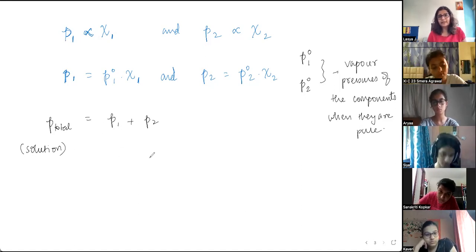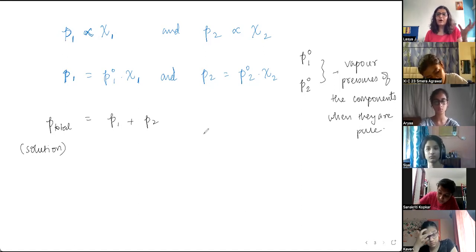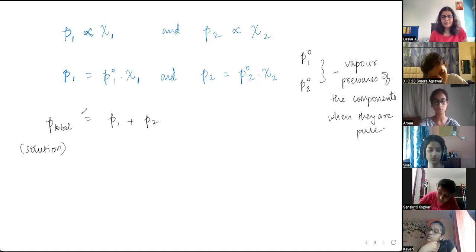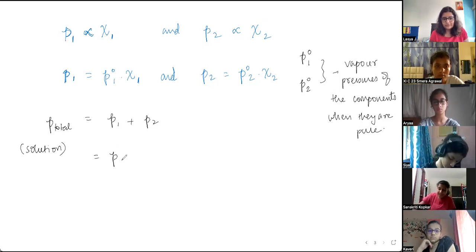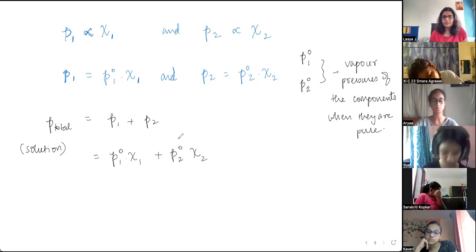And again, because it's a mixture of gases, it'll be very difficult to measure what the partial pressure of each gas would be. So instead, in place of P1, you can figure out P1 naught into chi1 plus P2 naught into chi2, just substituting this one here.